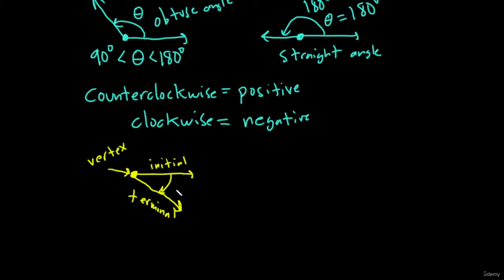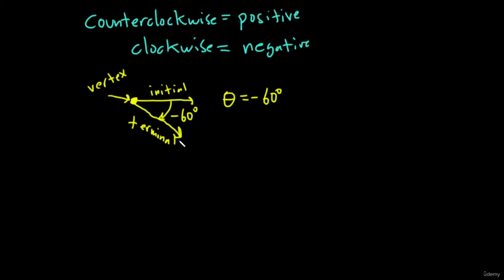This is a negative angle. Maybe this is negative 60 degrees. So theta here is negative 60. This would be a negative angle. So there are some useful things that we can talk about, and we can do some actual examples.